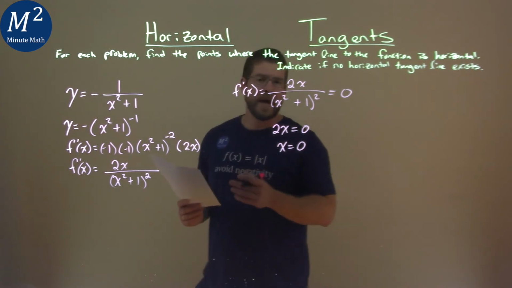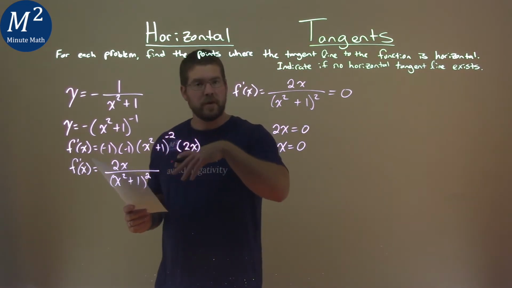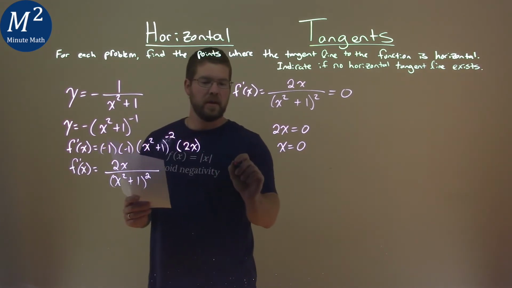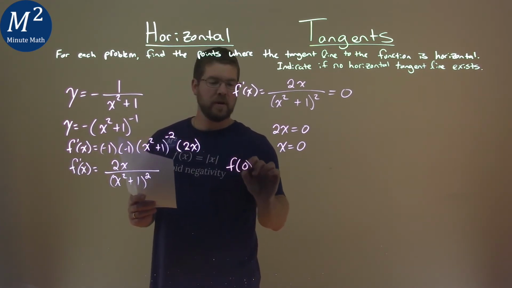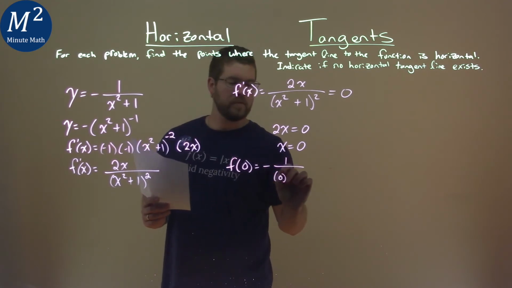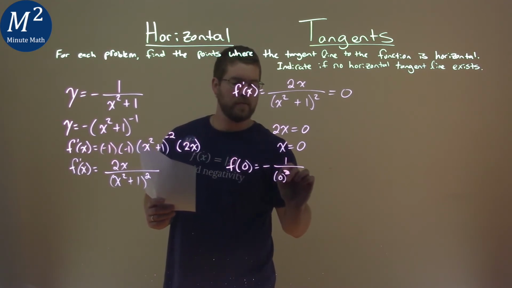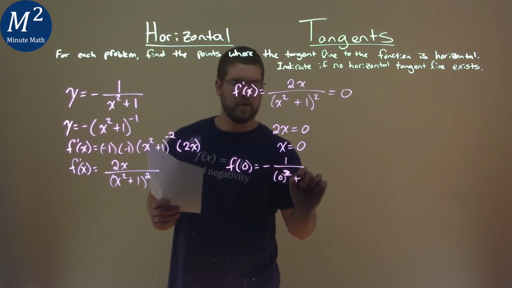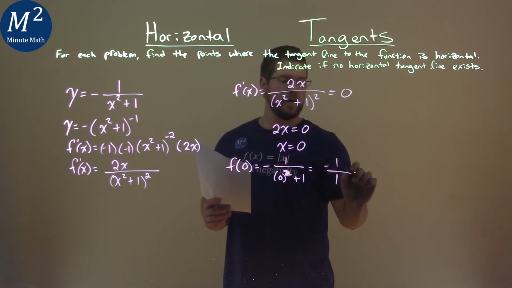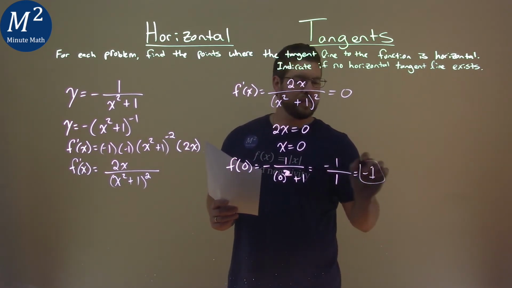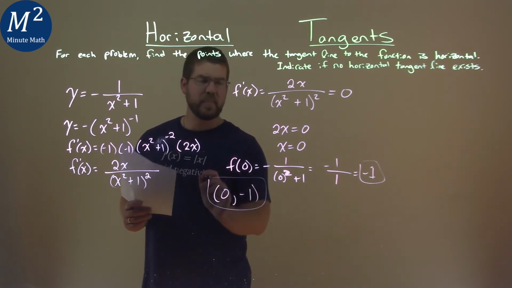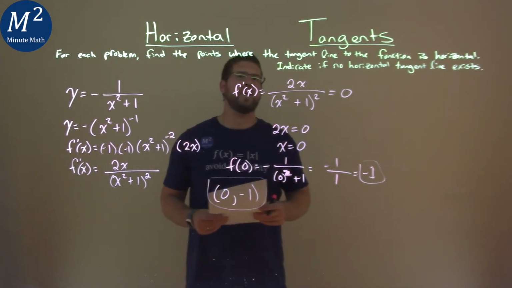So what we need to do now is plug that into our original function to find the y-coordinate there. Remember, it's the original function now. So we have f of 0 equals negative 1 over 0 squared plus 1. 0 squared is 0, plus 1 is 1. We have a negative 1 right here. And so our coordinate point, (0, negative 1), is our final answer, and that is where the tangent line of the function is horizontal.